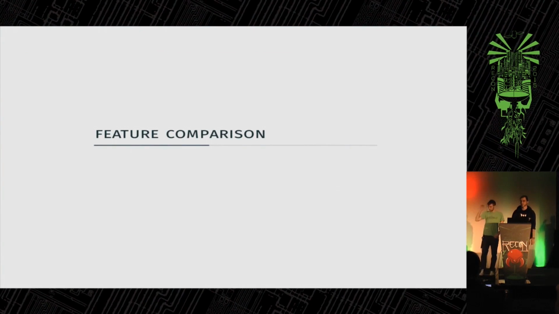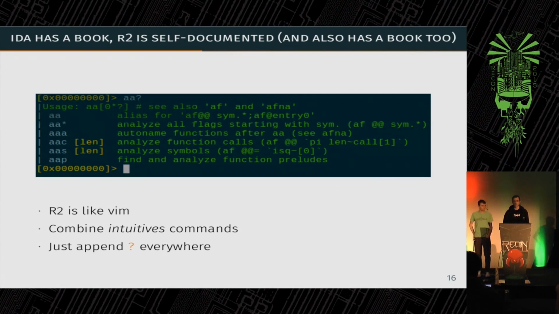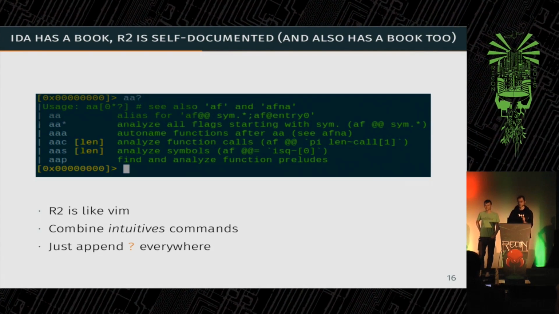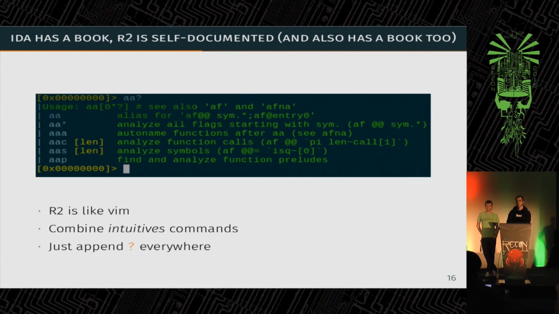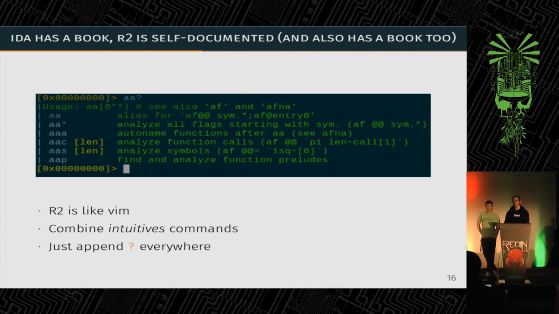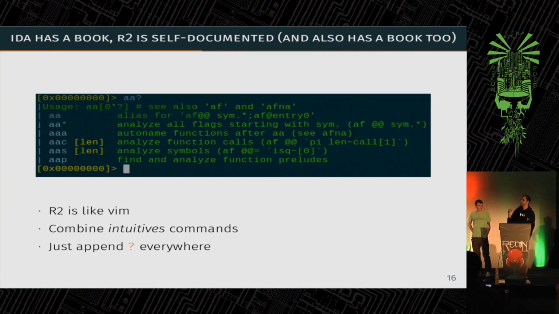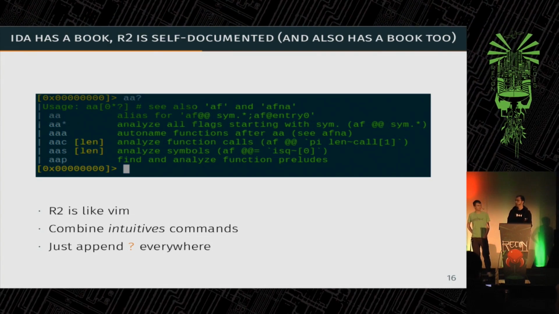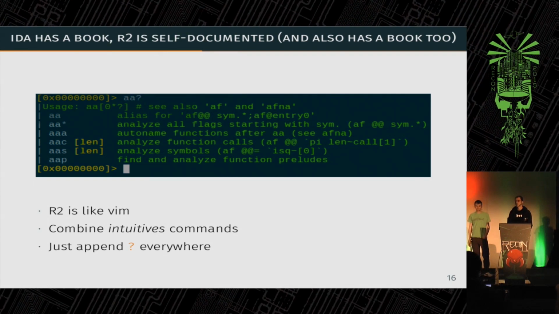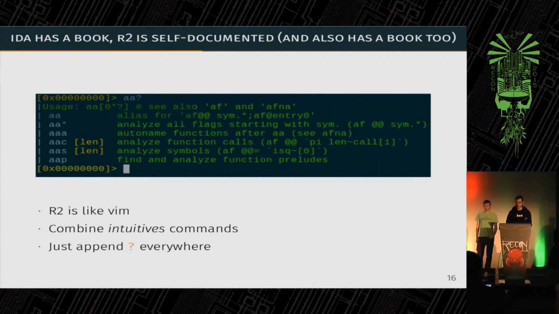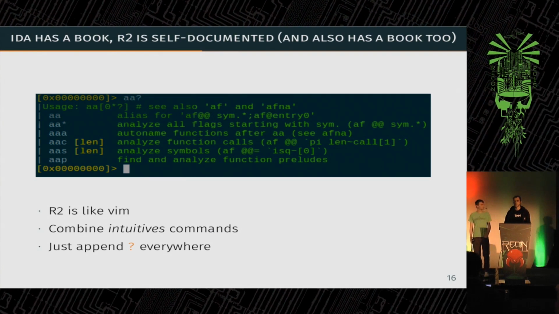Feature comparison, because this talk is entitled Building an Alternative to IDA, so let's compare them. IDA has a great book, and Radare2 is self-documented, but we also have a book. R2 is like Vim. Are there any Vim users in the room, or Emacs? Okay, at least I'm not alone. For example, you can see on the screenshot that the thing that was typed is IA question mark. A stands for analysis, the second A for all, and question mark because you want the documentation. So once you have used the command once, since they are pretty logical and intuitive, you can remember them. Just type in question mark everywhere. Every single command in Radare2 is documented this way.